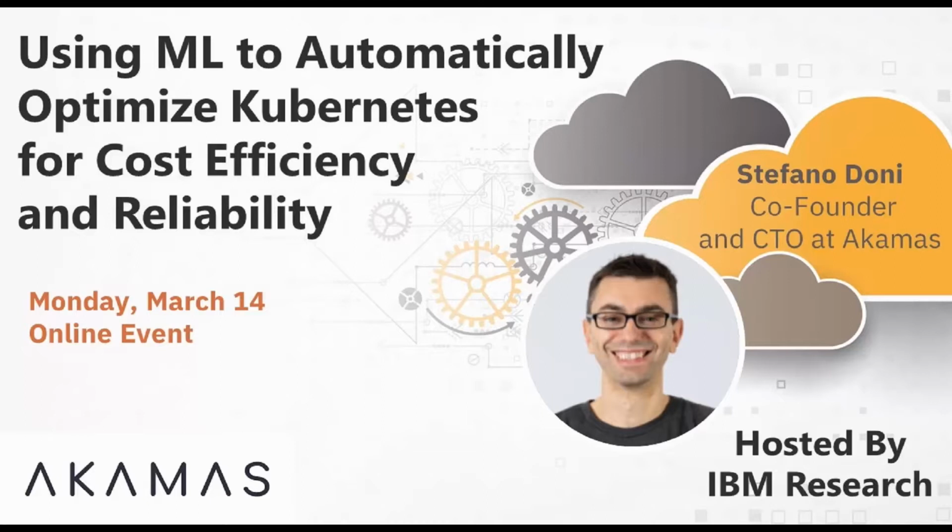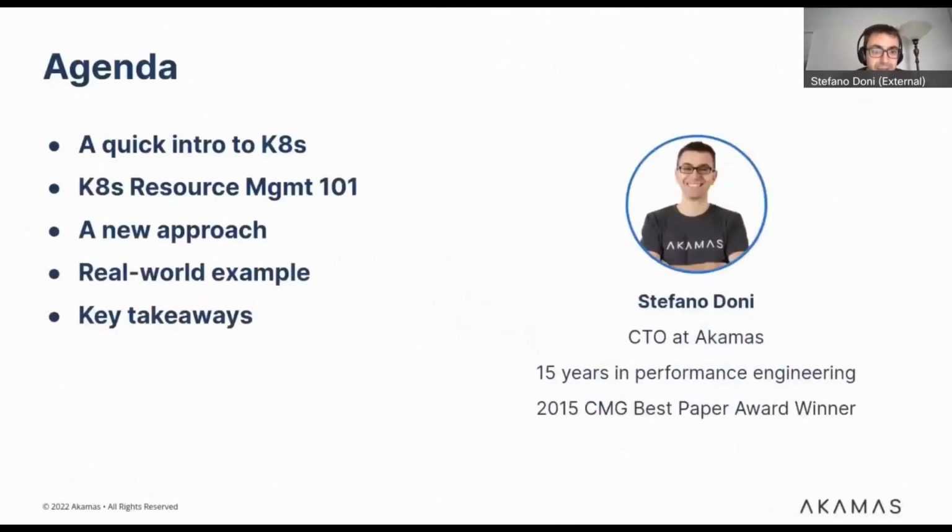So that's the agenda for today's session. Basically, we will start with a quick introduction to Kubernetes and the main factors that we need to consider when we need to ensure that Kubernetes applications are highly reliable, cost-efficient, and performant. And then we will look at the resource management mechanisms that Kubernetes puts in place to ensure that applications are correctly managed and deliver the correct level of quality of service and reliability.